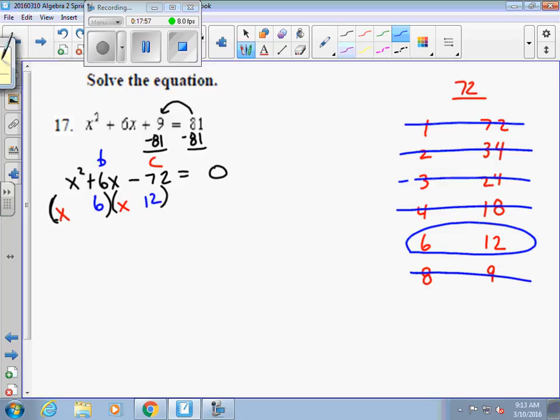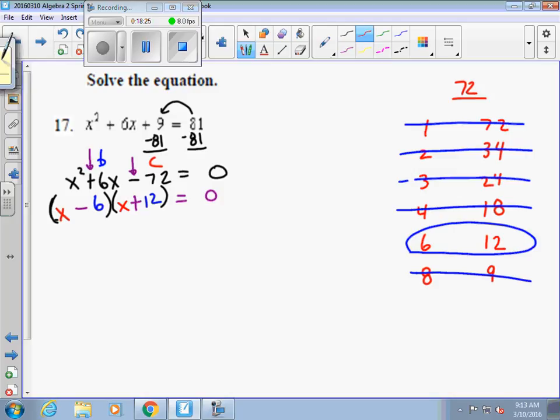Remember, this sign right here tells you that they're either going to be the same sign or opposite signs. Negative means they're going to be opposite signs. Since they're opposite, this one tells us the sign of the bigger number. 12 is a bigger number than 6. It's positive, so 6 is negative. So x minus 6 times x plus 12 equals 0. So we're almost done. Now we just have a very small, simple part of the equation to do.